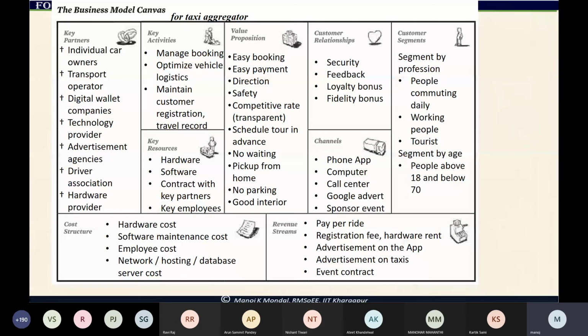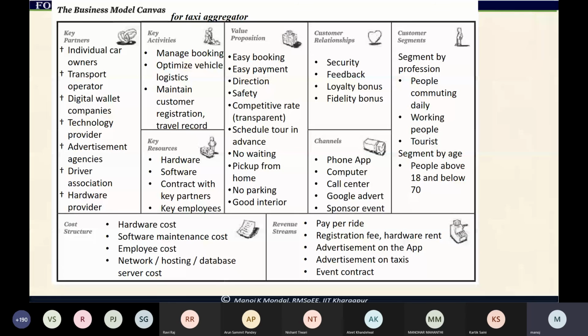Manage the booking, that is their job, Ola, Uber. Then optimize vehicle logistics, meaning you try to send the vehicle which is closest to the person. If there are taxis, but you think that another taxi is coming from a far away place and will reach directly at the spot, then rather than booking a standby taxi, you try to hold it for a while, etc. Maintain customer registration, travel record, etc.